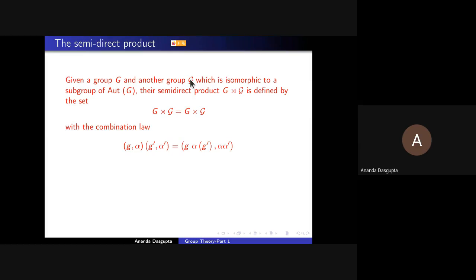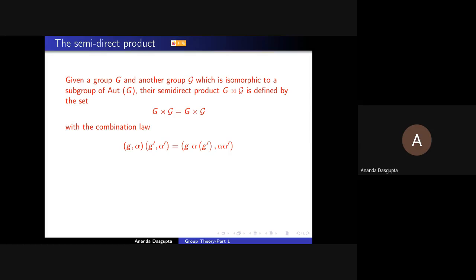Either they can act on them directly or they can be isomorphic to something which acts on them. And then the semi-direct product can be defined. What you see is basically you take the element small g from capital G and alpha from curly G. When you combine them together, notice alpha gets to act on g prime and only then does it combine with g. Now, because alpha gets to act on g prime, alpha must be such that it will act on an element of capital G.